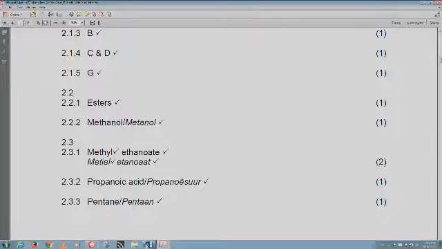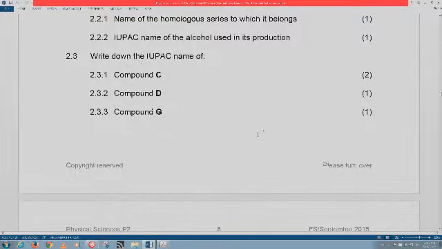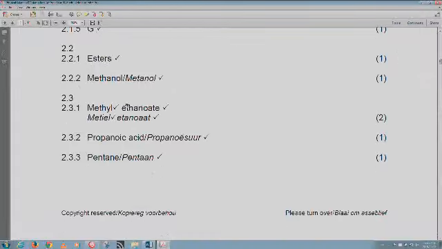And then 2.3, in 2.3 there, write down the IUPAC name of compound C for 2 marks. The IUPAC name of compound C is methyl ethanoate. 1 mark for methyl, 1 mark for ethanoate. So say for instance the learner writes ethyl ethanoate. The learner will lose 1 mark for the first one and then get the 1 mark for ethanoate.